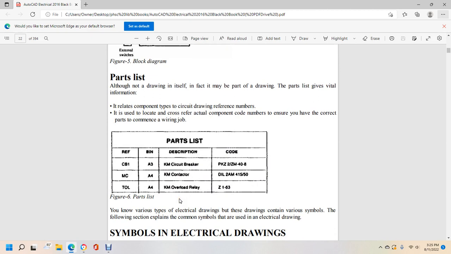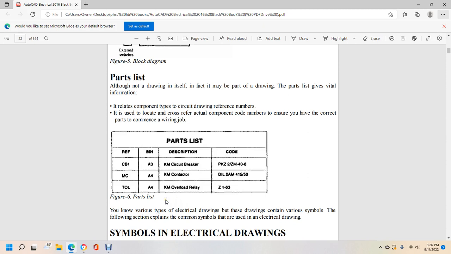Although not a drawing itself, in fact, it may be part of the drawing. The part list gives vital information. It relates the component type to the circuit drawing reference number, either located with a cross-reference to the actual component, and a code number to ensure that you have the correct part at the commencement of the wiring job. It then shows the reference of the bin number and the description name of the code for the part list.